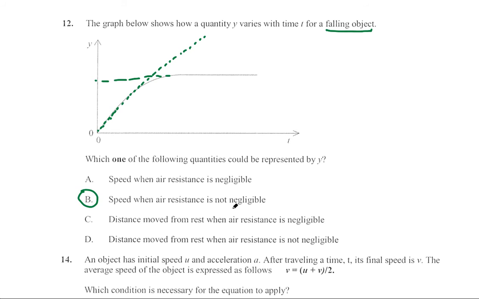And speaking of negligible, this just means it could be ignored. So if I say the air resistance is negligible, then that means either we're not accounting for it, or it's so small that it doesn't influence our results. So not negligible means it is being included.